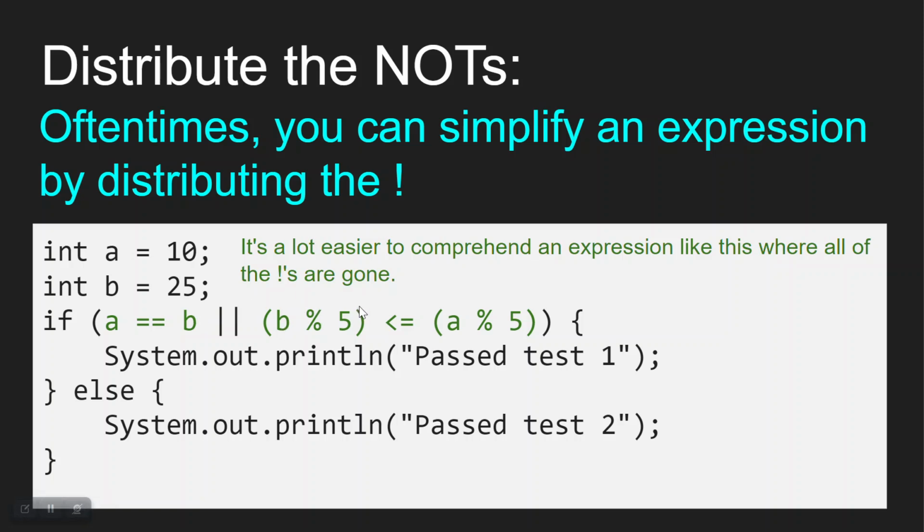B mod 5, which is going to be 0, is less than or equal to A mod 5, which is also going to be 0. So I know that this whole thing over here is going to evaluate to true, which means I would pass test 1. Now we're going to get to one of the more important ones, which is De Morgan's Law.